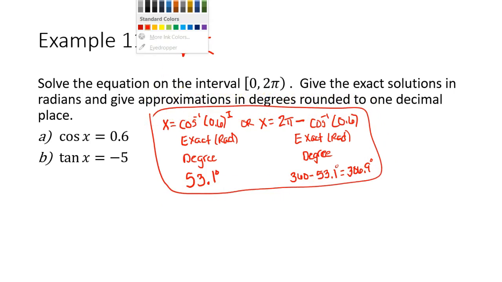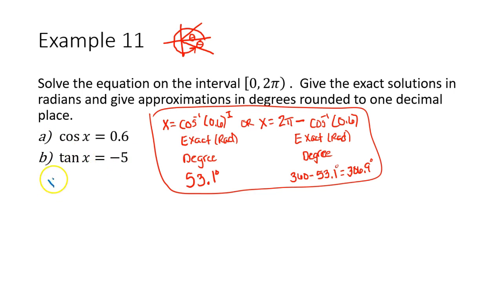Let's change color so we can do part B. Part B, we have the tangent equal to -5. Well, if the tangent of x is equal to -5, that means that x must be the inverse tangent of -5. Now, the inverse tangent is defined in quadrants 1 and 4. This angle right here is going to be our quadrant 4 angle.